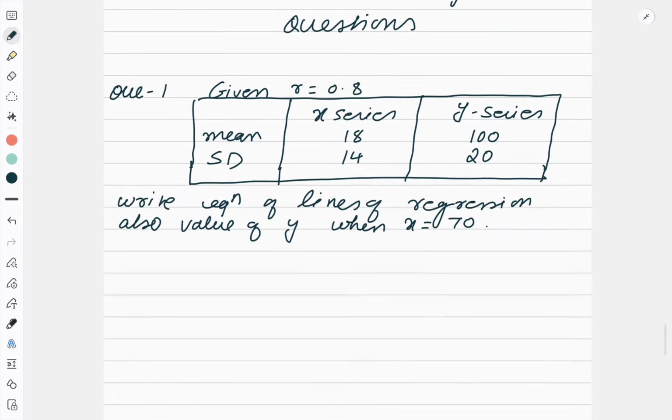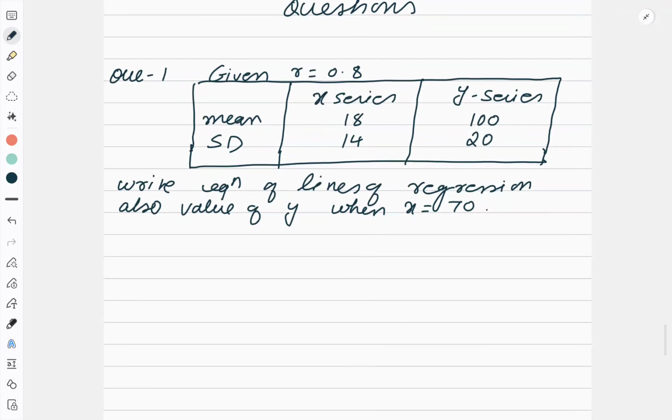Now my first question is, given that R is equal to 0.8 and this table, write equation of lines of regression and also find the value of y when x is equal to 70. Now we know what is line of regression. Line of regression is y minus y bar is equal to byx, x minus x bar. Okay, this is one line of regression. So now if you observe, y is a variable, x is a variable. Y bar means this 100, mean for y series. X bar means mean for x series. So I have both the things. What is unknown? Unknown is byx. So let us try to find out byx.